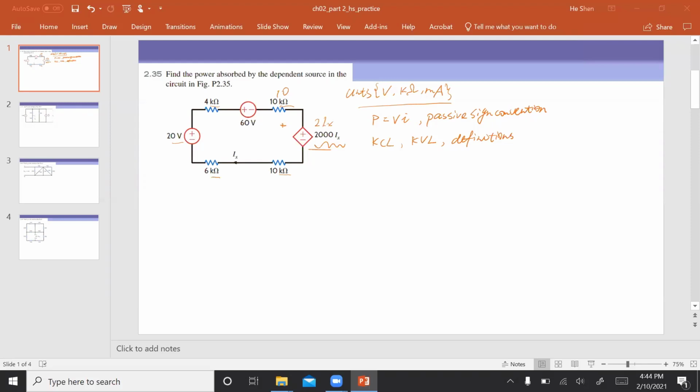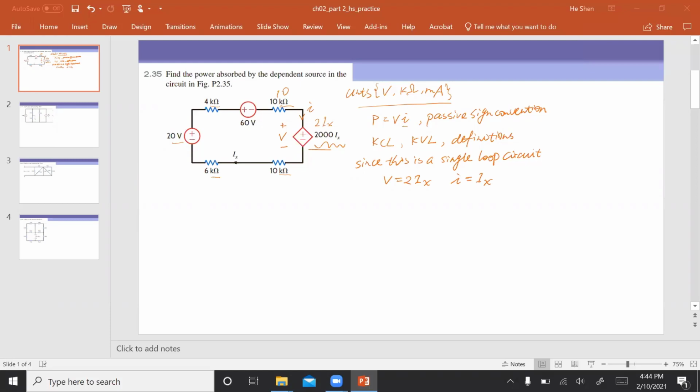Let's assume that this voltage here is V, and since this is a single loop circuit, the current going through any element will be Ix. So we already know that the current going through this element is Ix. We don't know the voltage, but the voltage is 2000 Ix. So the voltage here is equal to 2 Ix, and the current going through it is Ix. Let me just call this current I, which is equal to Ix.